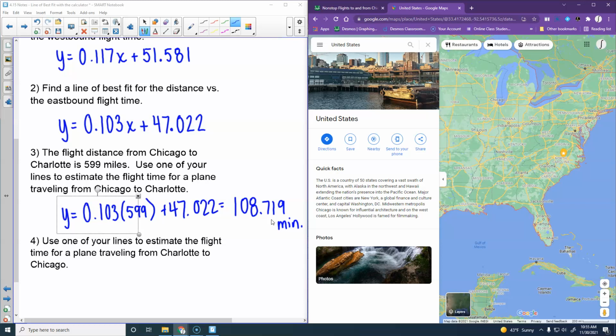Okay, so this time, what about if we start in Charlotte and we go to Chicago? So if we wanted to go to Chicago from here, this is what we'd probably do, right? We'd go to Charlotte, we'd get on a plane, we'd fly to Chicago.